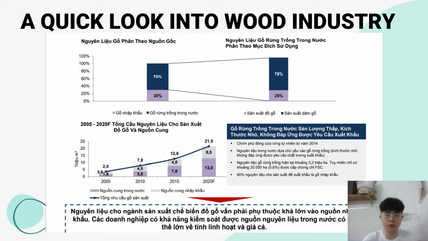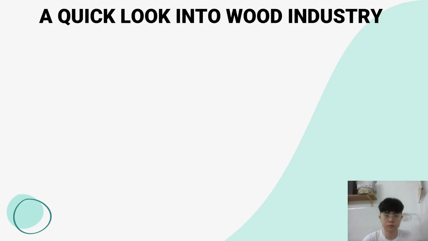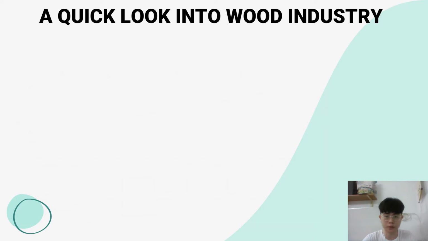Secondly, this graph will give you a breakdown of the supply and demand for wood products, which has increased dramatically over the years. We also know that wood products are mainly focused on middle-income households. And the consumption trend of wooden toys has also increased year by year.